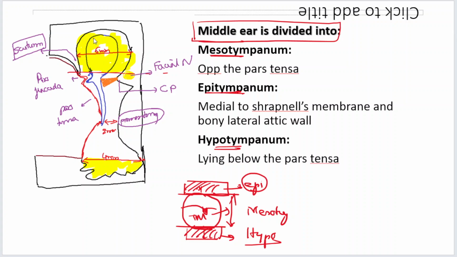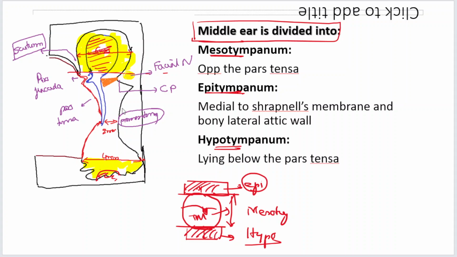Superiorly, in the epitympanum, you have, as I said, the head of the malleus and the body of the incus. And in the hypotympanum, you may have a jugular bulb here. So this is how you can divide the middle ear into epitympanum, mesotympanum, and hypotympanum.